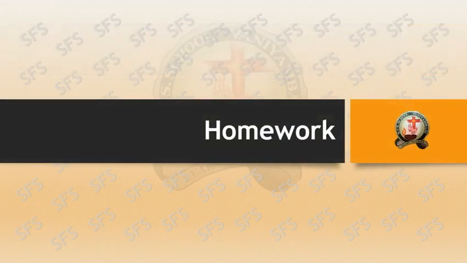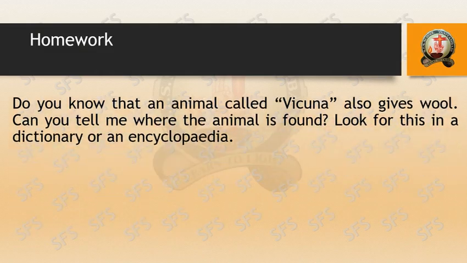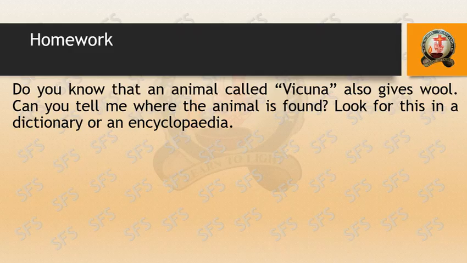Next, there is a homework fun activity for you. Do you know that an animal called Vicuna also gives wool? Can you tell me where that animal is found? Look for this in a dictionary or an encyclopedia. Find out information about this animal and tell me in which part of this country this animal is found.